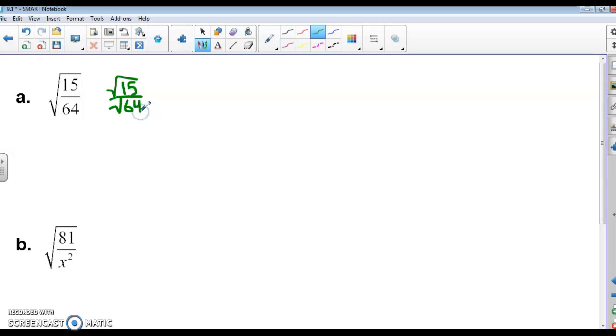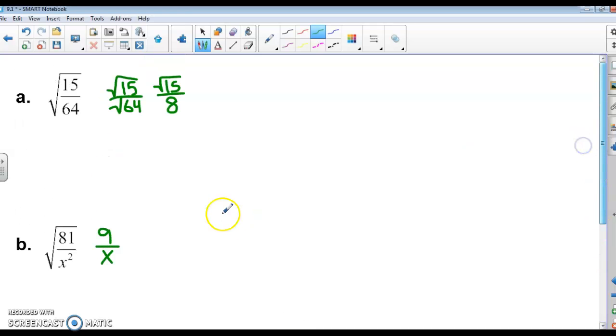And does 15 have any perfect square factors? No. 4 doesn't go into it, 9 doesn't go into it, and 16 is too big. So at that point, it's not going to have any perfect square factors. The square root of 64 is 8. So that's our answer, square root of 15 over 8. For this one, the square root of 81 is 9. The square root of x squared is x. So 9 over x is our answer.